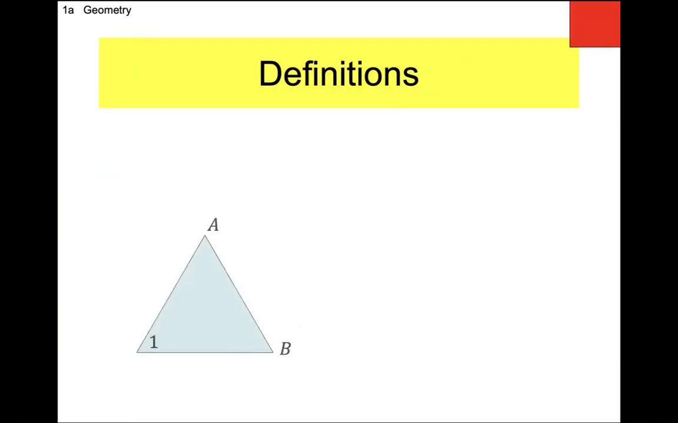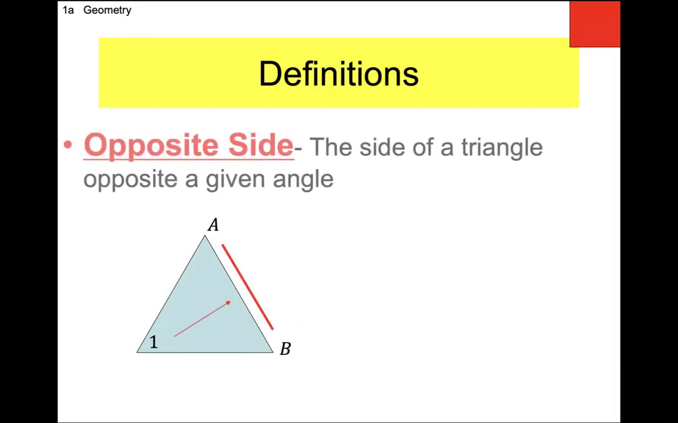All right, first definition. Let's say I have a triangle and I pick one side. I'm going to pick AB. Notice that AB is opposite angle 1, right? So if I say angle 1, I look at the side opposite. That would be side AB. We're literally going to call that the opposite side. That's the definition. So it's the side of the triangle that is opposite a given angle. So I hand you the angle, you look at the opposite side.